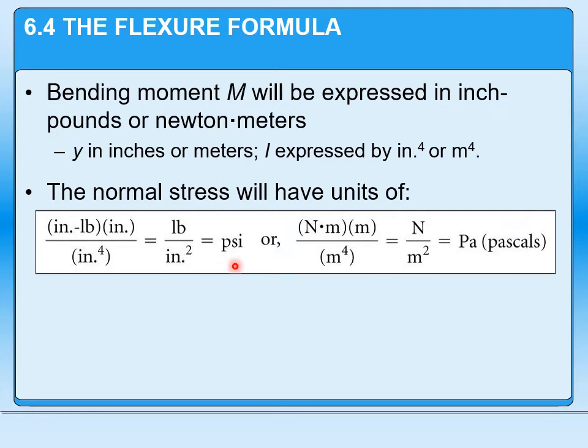And if we're dealing with metric, it's newtons times meters divided by meters to the fourth. This reduces to newtons per meter squared, which is just pascals. And again, our proper unit for SI stress. And of course, you could definitely use your SI prefixes: kilopascals, megapascals, gigapascals, etc.